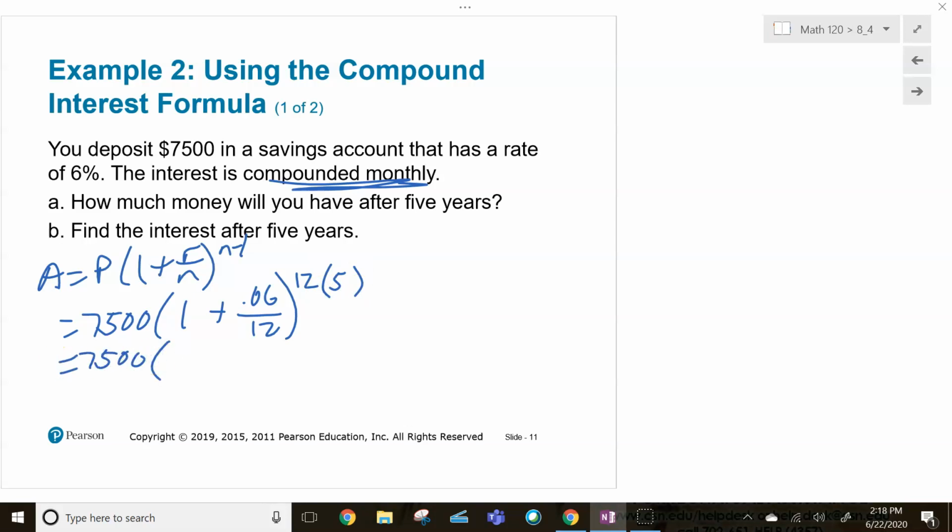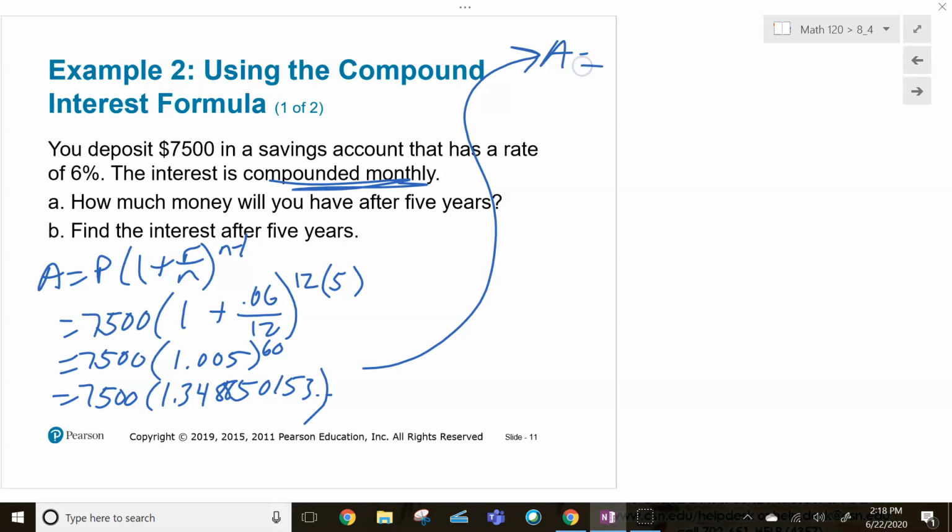I'm going to go 0.06 divided by 12, I get 0.005, plus the 1, so 1.005. And then to the 12 times 5, that's 60 up there. So now I go 1.005 to the 60th power, and I get 1.348850153, and so on. Now multiply that by 7,500 in front, and I get 10,116.37614.